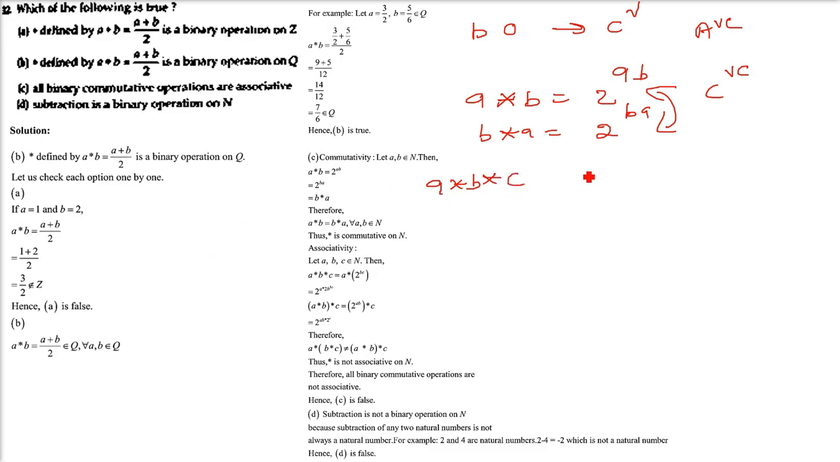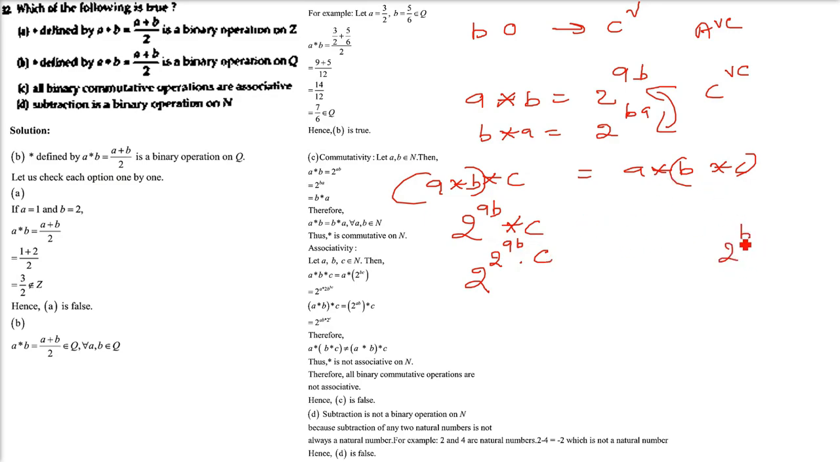So (A star B) star C and A star (B star C), let us equate. When we do AB first, AB is 2 raise AB, and star C. Now you take 2 and take all these to the power, that is 2 raise AB into C. Here, B and C have to be taken to the power of 2. So 2 raise BC. Now we have to take A and 2 raise BC to the power of 2. When you do this, 2 raise A dot 2 raise BC. Are the two similar? No, they are not similar.